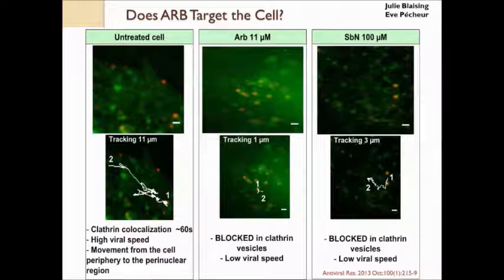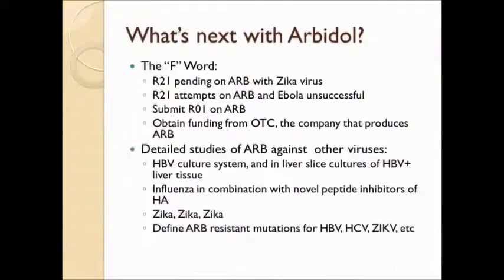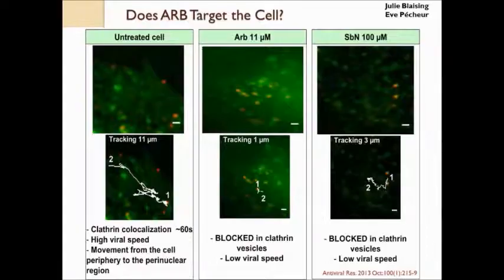What she found in untreated cells is that clathrin co-localization lasts for about 60 seconds, and there's high viral speed, and the virus moves from the outside of the cell into the inside of the cell. And in contrast, oops, sorry, I wanted to show that movie again. How do I do that? There we go. In cells treated with arbidol, it's like the virus is stuck and blocked in clathrin-coated vesicles.